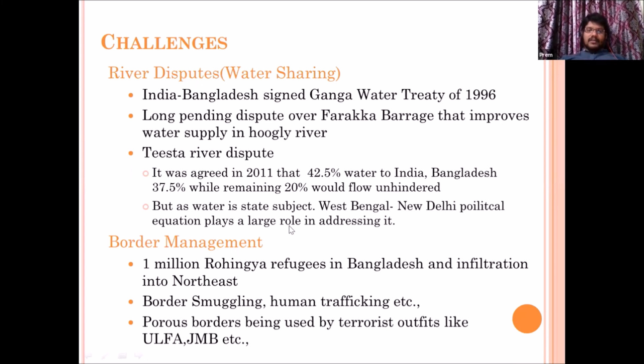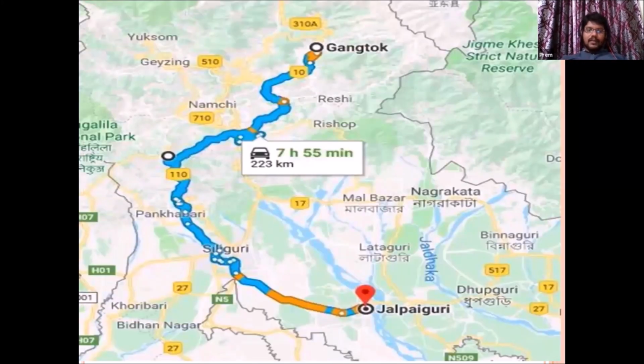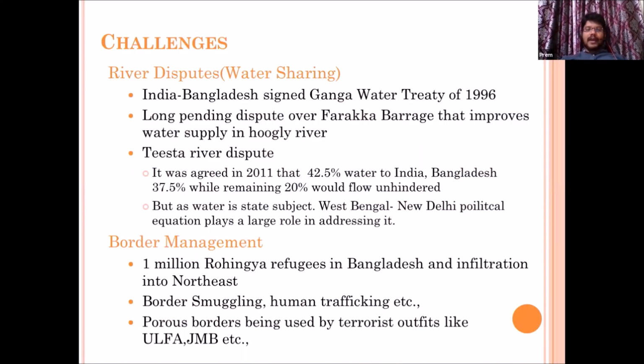According to this agreement, you can see the rate of flow and how it is divided. You don't need to remember or note it down; I'm just giving it to you as a fact. Around 42% of water is allocated to India, 37 to 38% is allocated to Bangladesh, and the remaining 20% is for the river flow. So this is the arrangement. But since 2011 till now, we have not signed this pact.